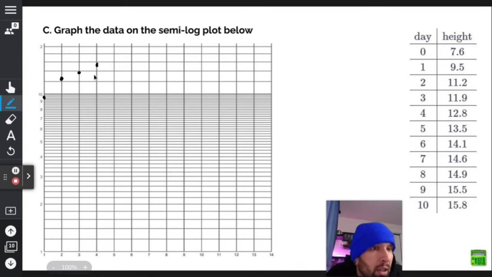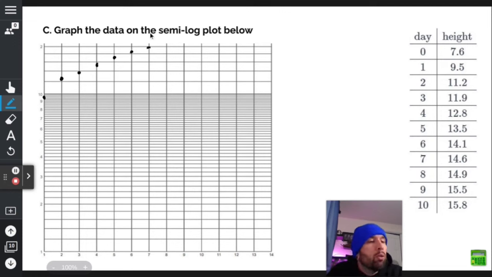Let me see, 13.5, so around here. 14.1, 14.9, and 15.5. So other than for whatever reason, this first dot, this 9.5, I wonder if maybe this isn't exactly logarithmic or exponential. But as you can see, after this day one, that's a straight line. It becomes a straight line when graphed.